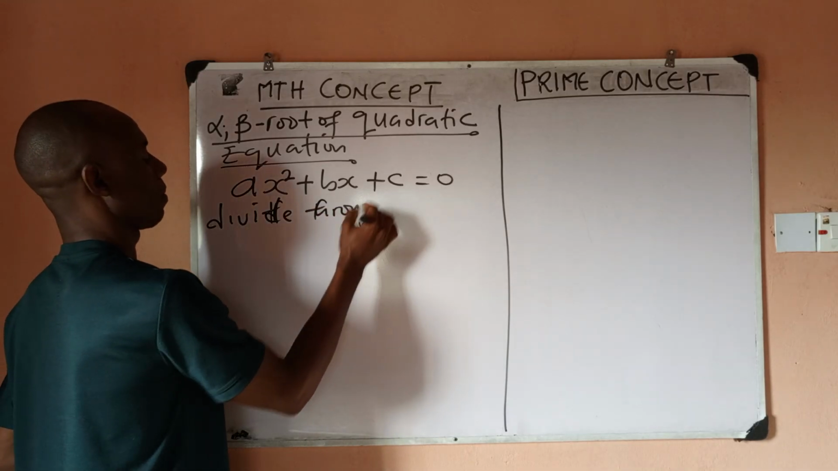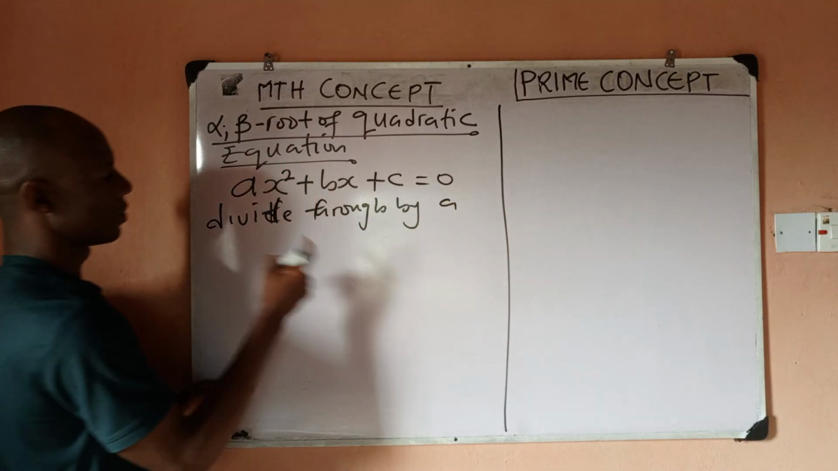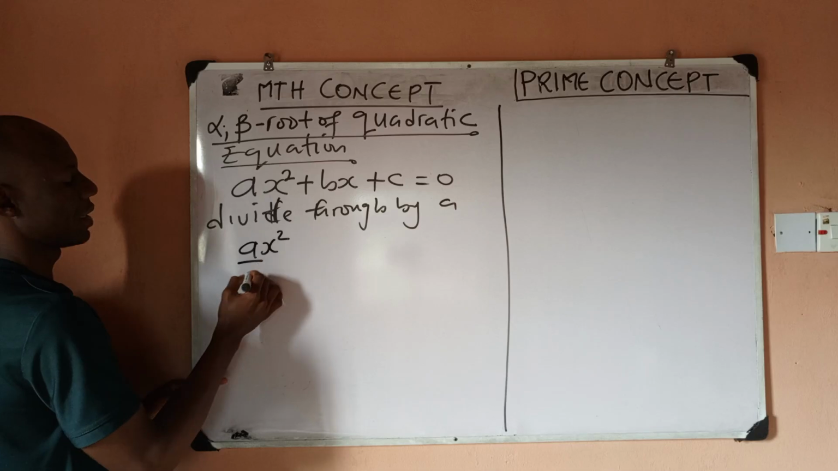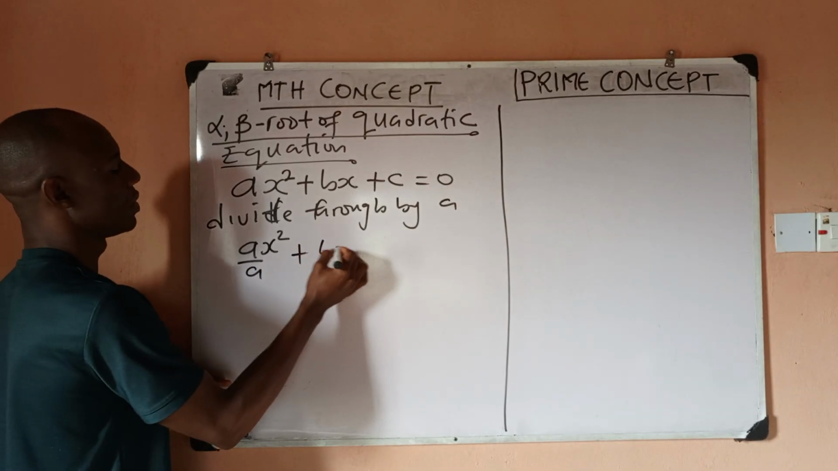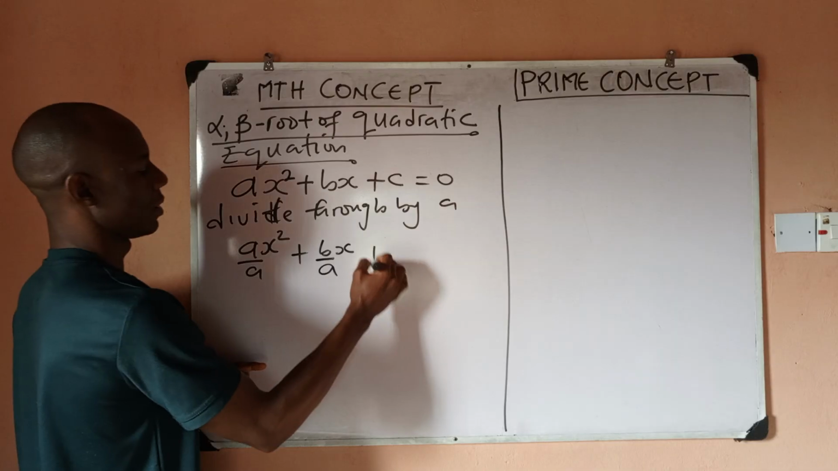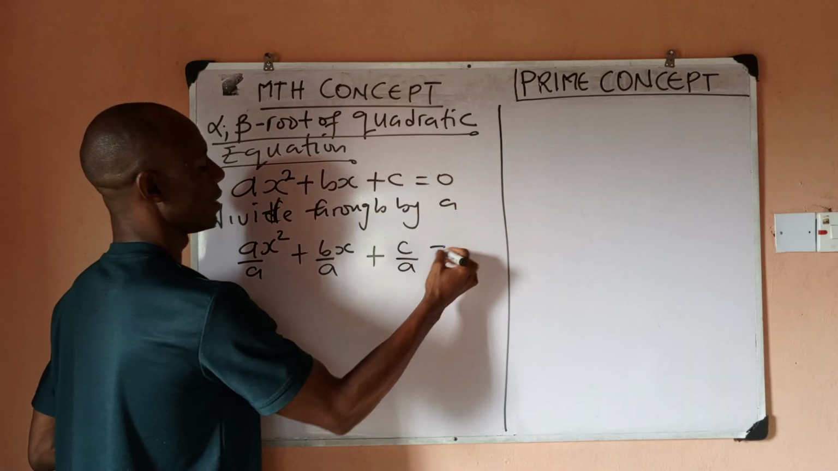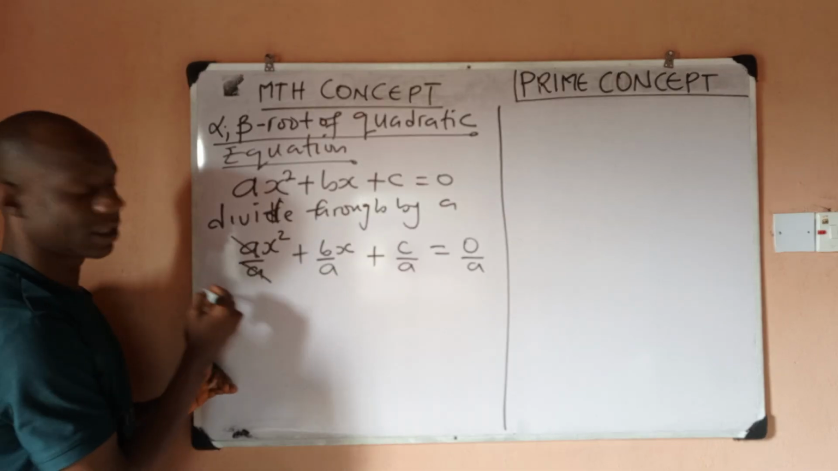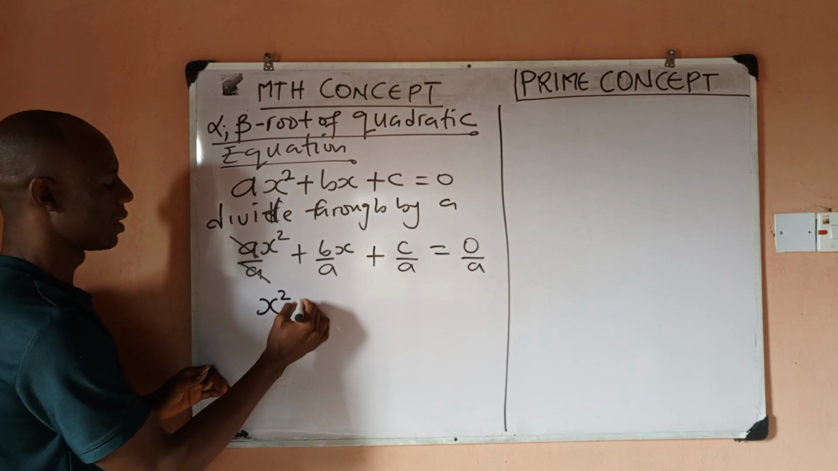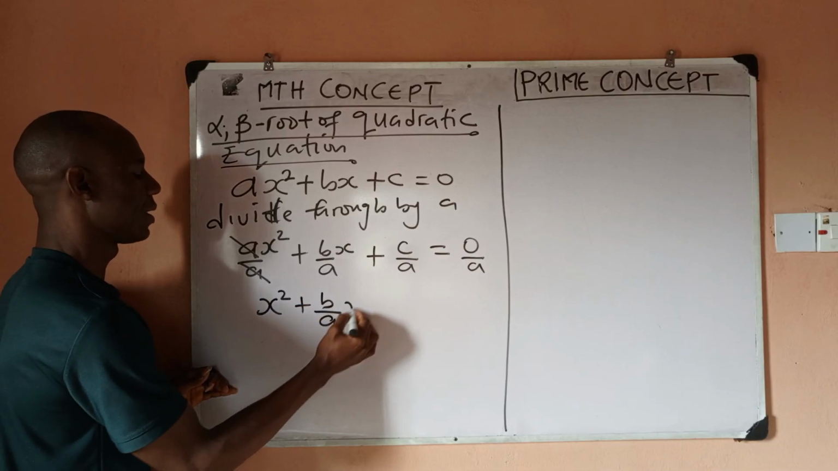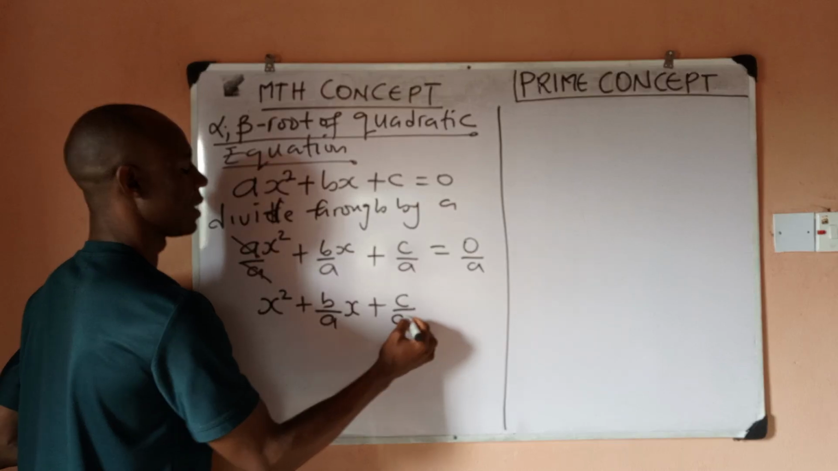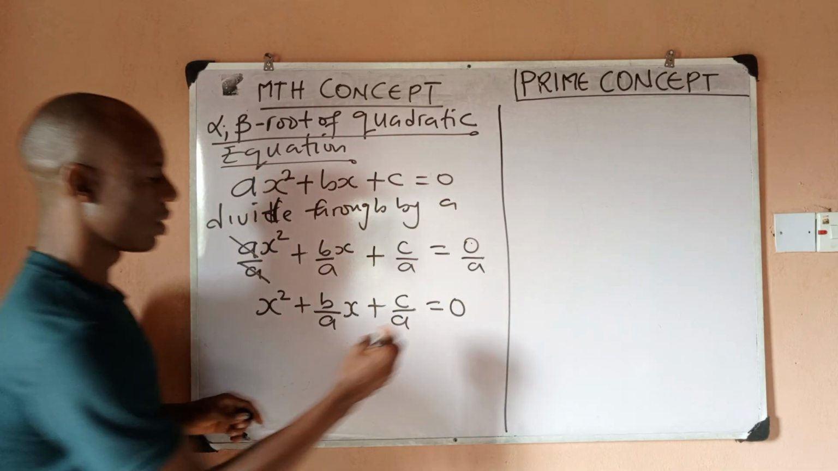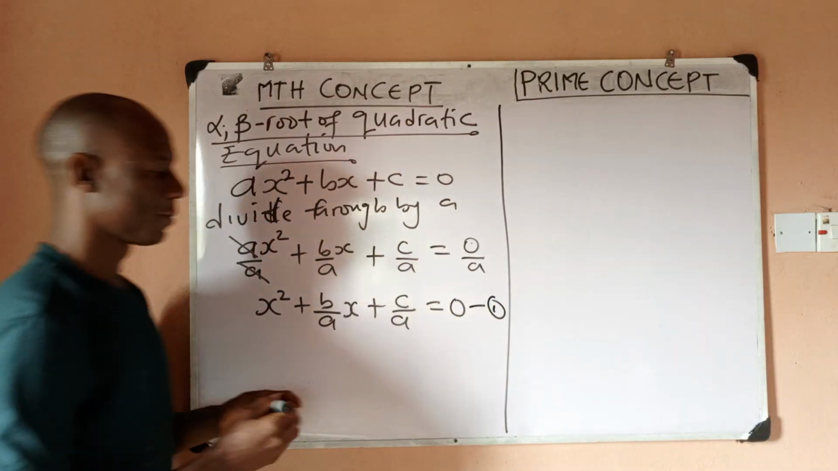Divide through by a. If I do that, I would have ax squared divided by a plus bx divided by a plus c divided by a equals 0 divided by a, so that this can fizzle this, and then I'll be left with x squared plus b by a x plus c by a then equals 0, because 0 divided by a is still 0. So let's call this equation 1.